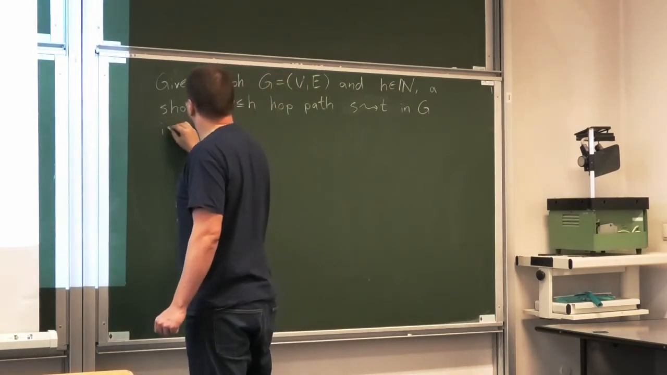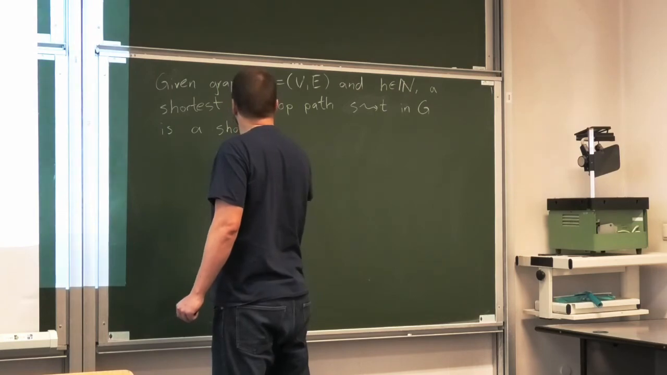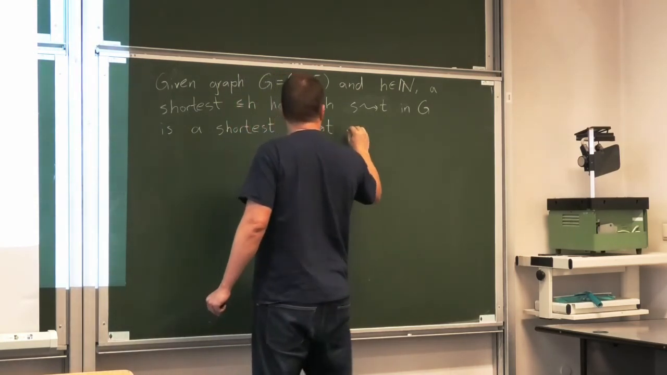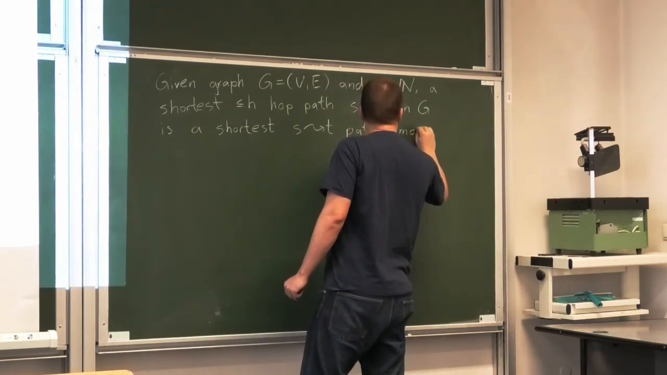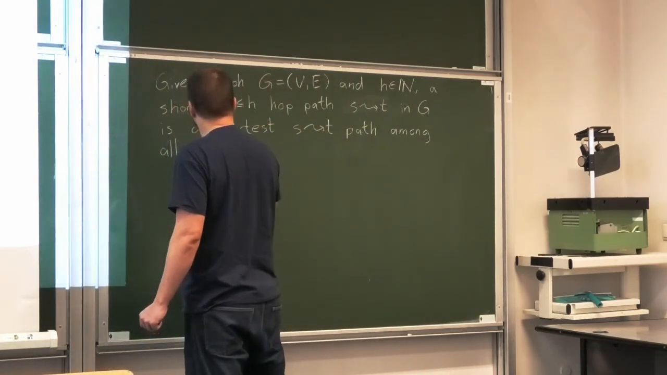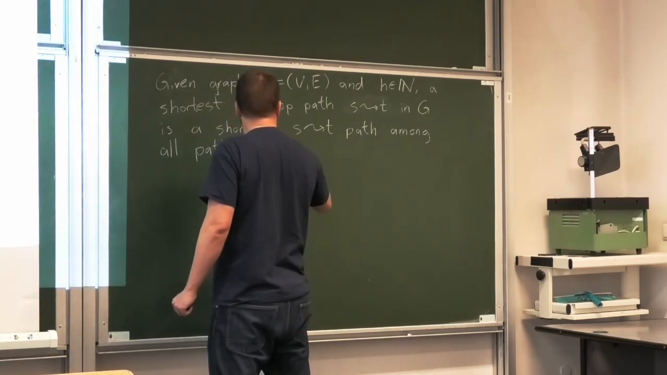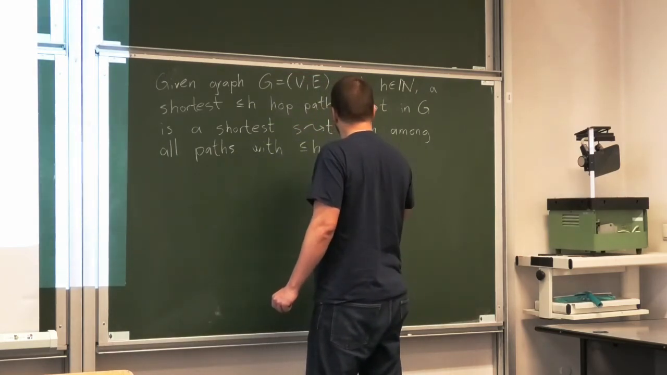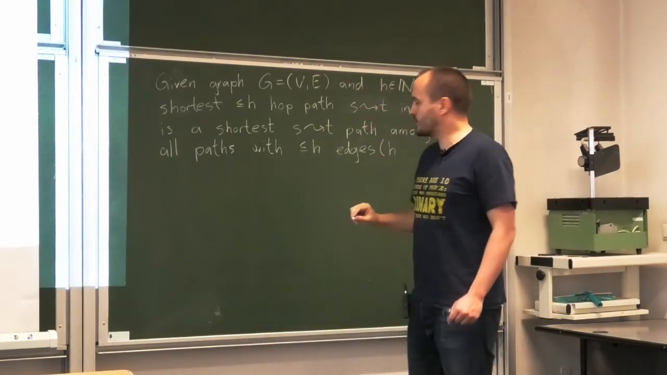is a shortest S to T path among all paths with at most H edges. And that's what we also call hubs. So whenever you see hub, you should just think of edges.